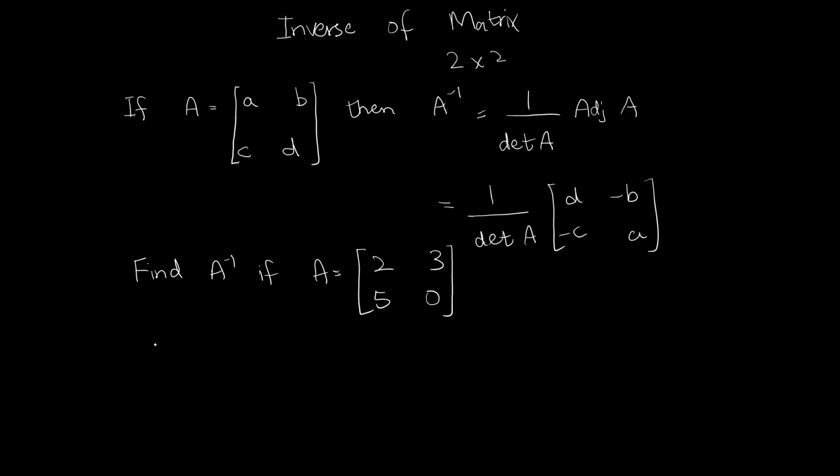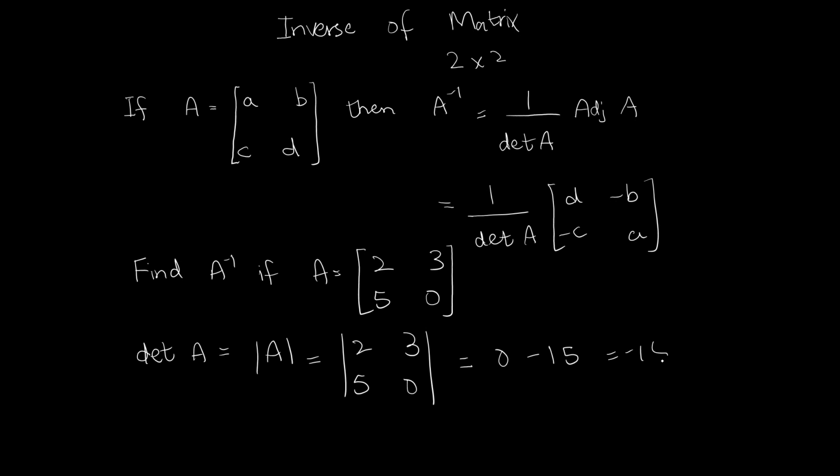Hence, we'll start by finding the determinant. The determinant of A can be represented by det A or simply A with two bars on the right and left. It's represented with two bars instead of square brackets, and then 2 times 0 is 0, minus 5 times 3 is 15, so it's negative 15. And if we use this formula, we know that A is 2, so we'll replace it with 2, D is 0, -3 and -5. Similarly, the determinant of A is -15.